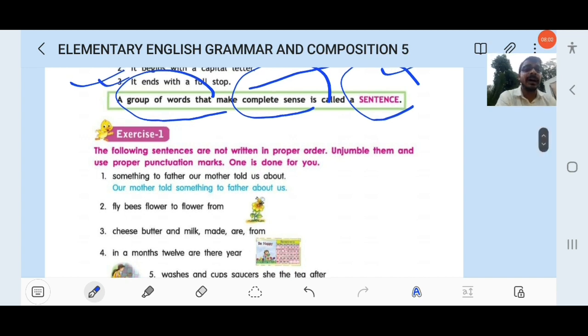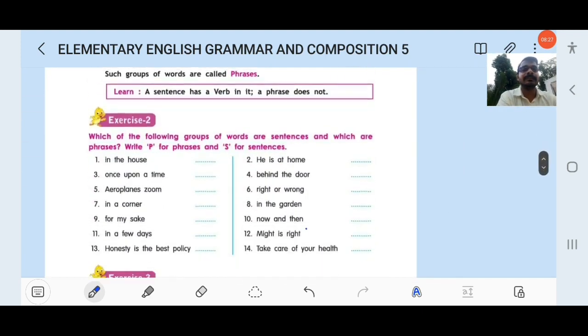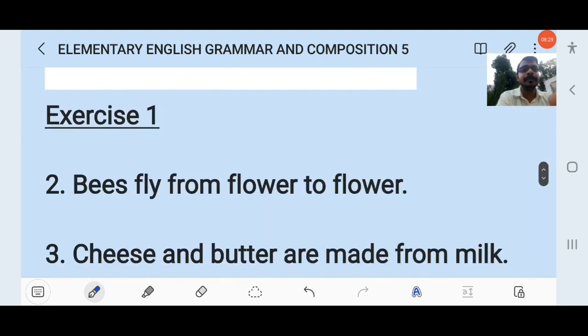Something to father, our mother told us about. Here, our mother told something to father about us. The first letter of each sentence should be capitalized. So O should be capitalized, and end the sentence with a full stop. Then next: fly bees, flower to flower from. Here you have to write: Bees fly from flower to flower. The first letter B should be capitalized and end the sentence with a full stop.